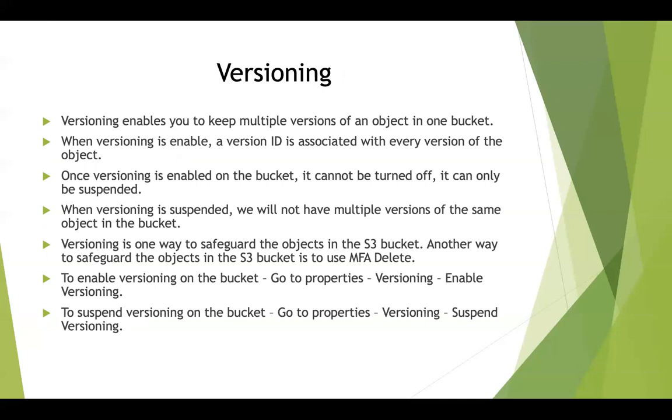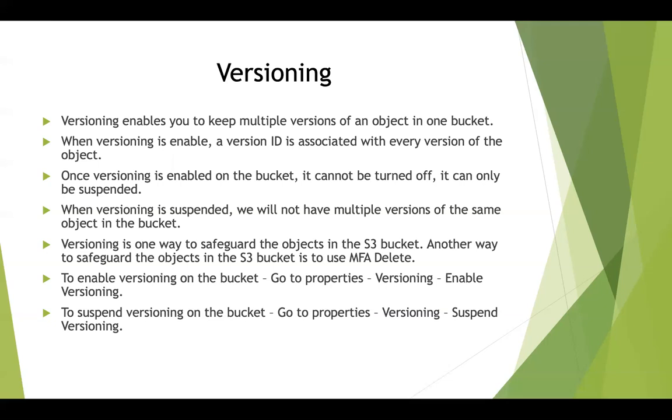So let's say 1 day or 2 days down the line, you go ahead and update the object, and you upload the same object to the S3 bucket, maintaining the same file name, that means maintaining the same key name. Automatically, a second version of the object is created, and a version ID is associated with it. When you enable versioning on the bucket, it cannot be turned off. It can only be suspended.